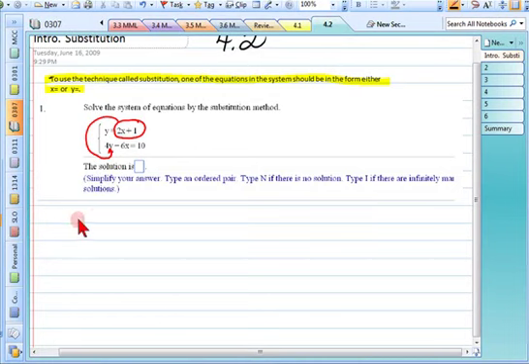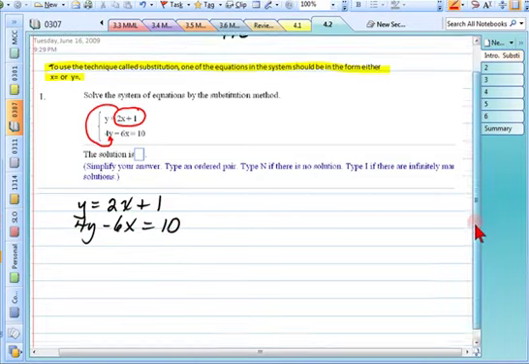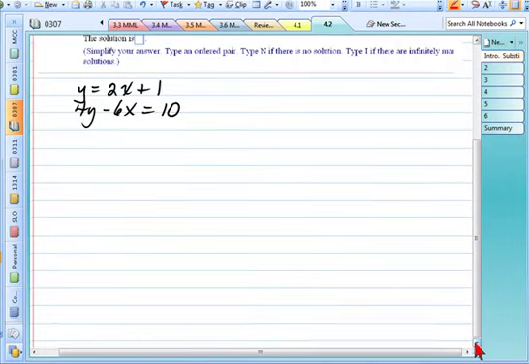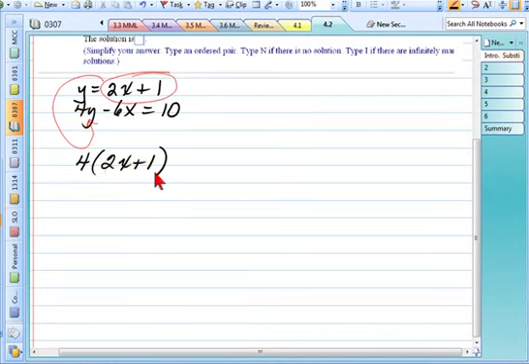Now, I'm going to copy this over. I have y is equal to 2x plus 1, and I have 4y minus 6x is equal to 10. I decided that my format was good, because it says this is a value for y. I'm putting it in the place of y. When I do that, it's going to say 4 times, not y anymore, but 2x plus 1 minus 6x is equal to 10.